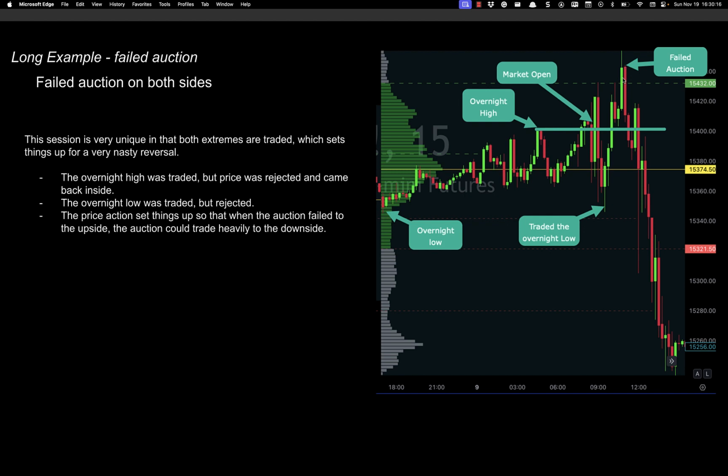Now, in this case, this day was awesome. So not only did we trade up above on the extreme side, we trade down through the extreme side, we trade back up, and then we have a failed auction. And everything just flips out. And I believe this was the day the bond auction failed. And so it went short, crazy short.